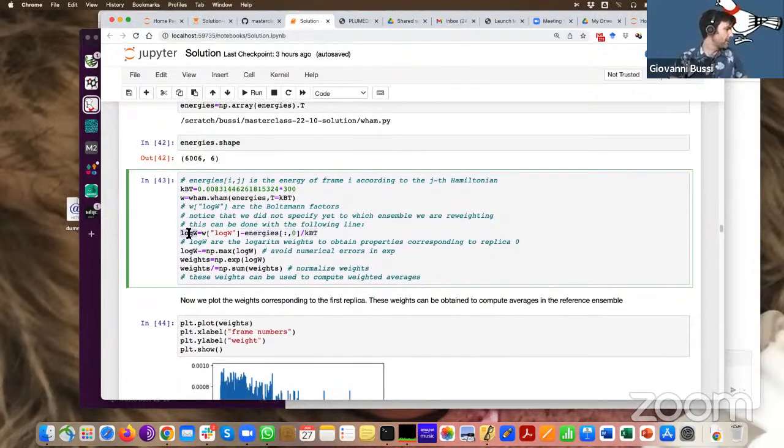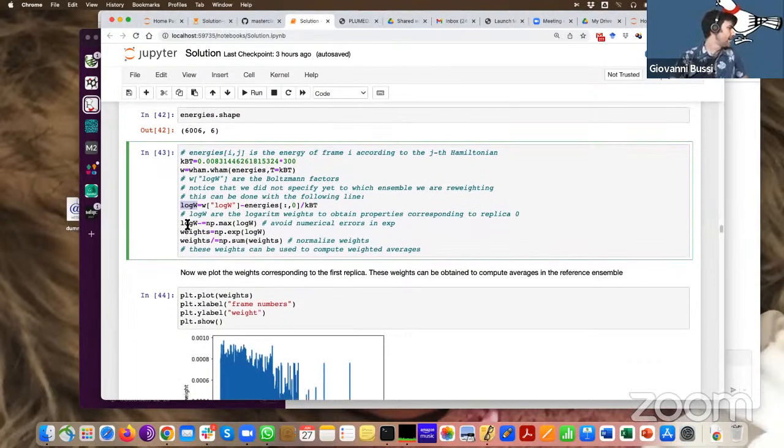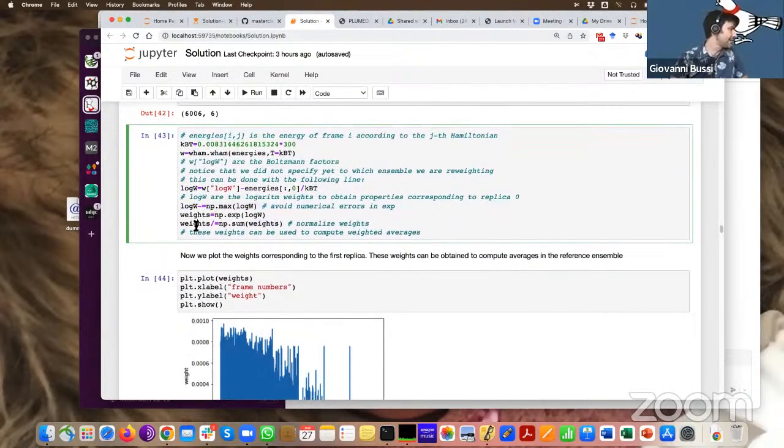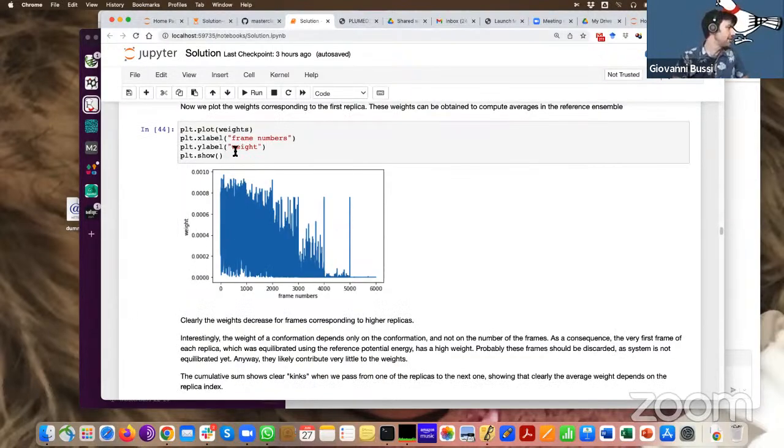In this way, I obtain the logarithm of the weight associated to the ensemble number 0, the first replica, the reference replica. I subtract its maximum just to take the exponential, and normalize. These are the weights that allow me to compute, from the concatenated trajectory, averages corresponding to the first replica. I can plot these weights. I didn't do any demuxing analysis here. If you go back to the masterclass of last year, you can try to do this demuxed analysis on this trajectory. It should work in the same way. It's also instructive to plot the weights here. Why?